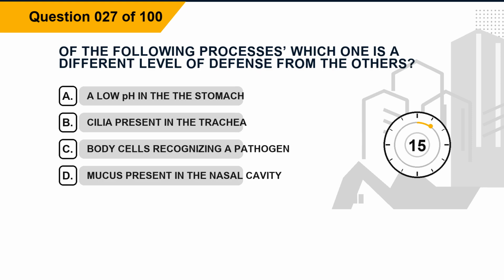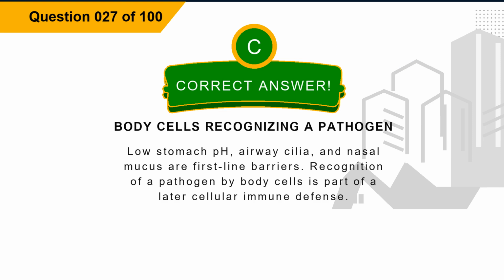Question 27. Of the following processes, which one is a different level of defense from the others? Option A, a low pH in the stomach. Option B, cilia present in the trachea. Option C, body cells recognizing a pathogen. Option D, mucus present in the nasal cavity. The correct answer is option C, body cells recognizing a pathogen.